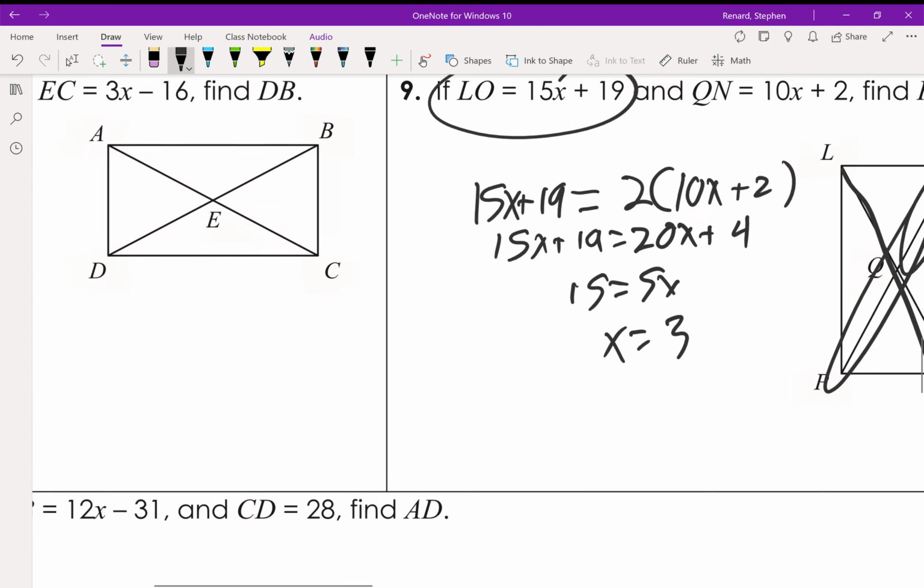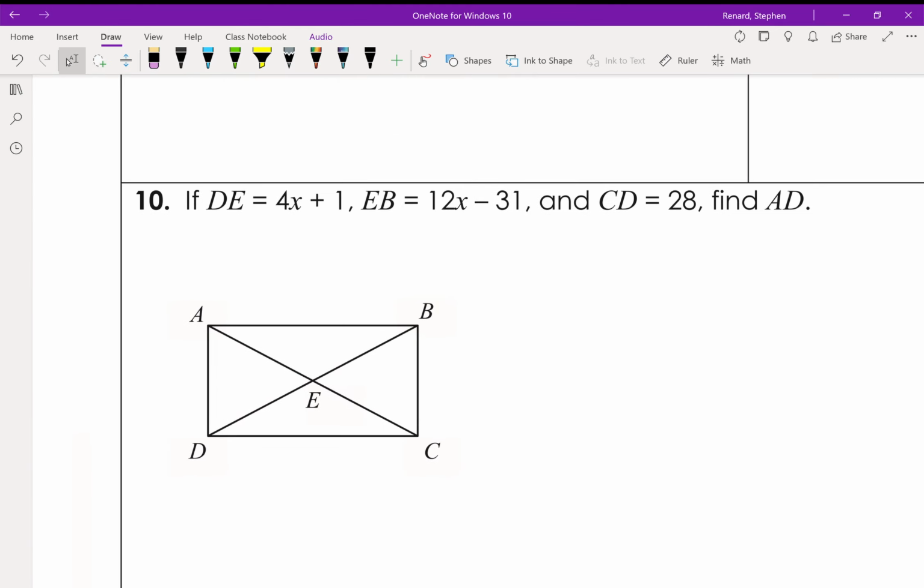If you have any questions, bring them on Friday. This is a quick little video to show you how to do the problems with rectangles.